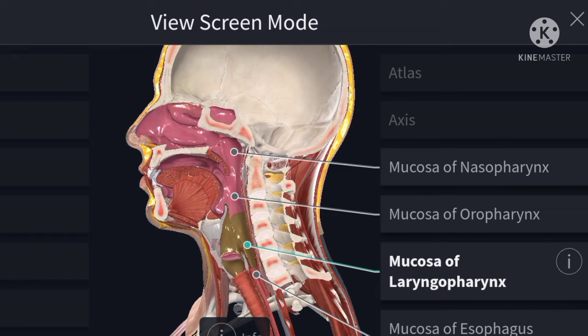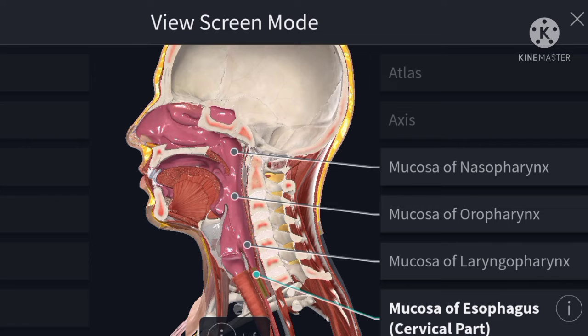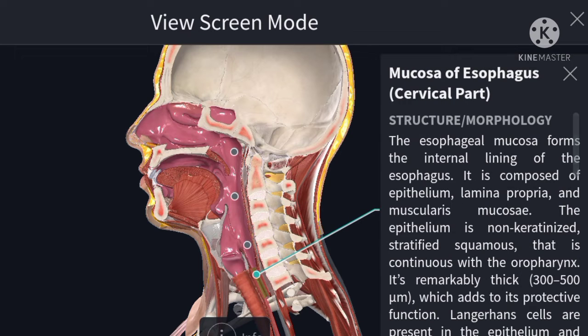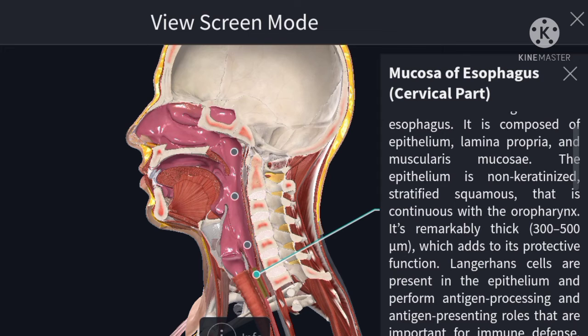Now we will see the mucosa of the esophagus in the cervical part. The esophageal mucosa forms the internal lining of the esophagus. It is composed of the epithelium, lamina propria, and muscularis mucosa. The epithelium is non-keratinized stratified squamous, as you already know, and is continuous with the oropharynx, and it is thick, about 300 to 500 micrometers, which aids its protective function.